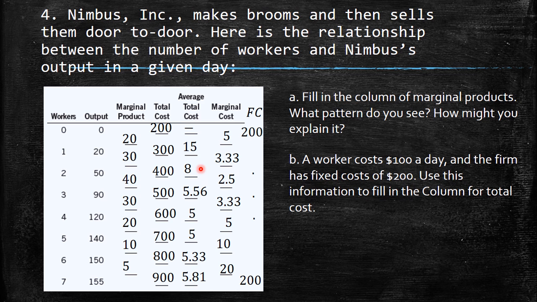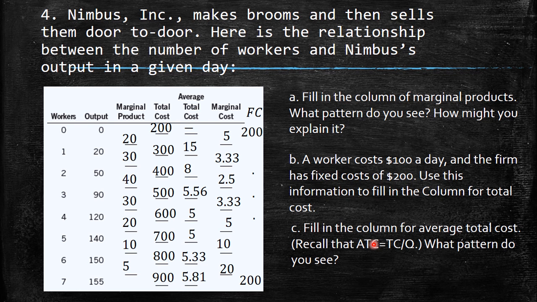And what is the relation with the average total cost? Remember, every time the marginal cost is smaller than the average total cost, the average total cost is falling. When they are the same, it reaches the minimum, and when the marginal cost is higher, the average total cost starts to increase. So here, fill in the column for average total cost. What pattern do you see? As I said before, it is U-shaped.